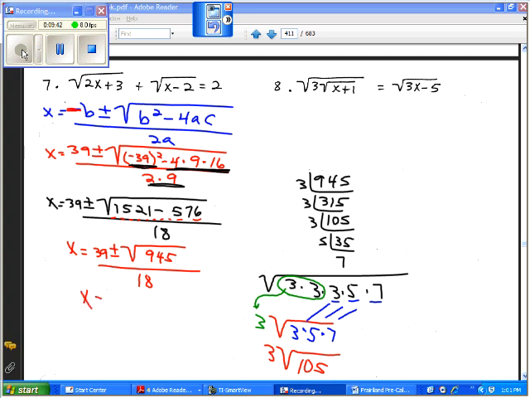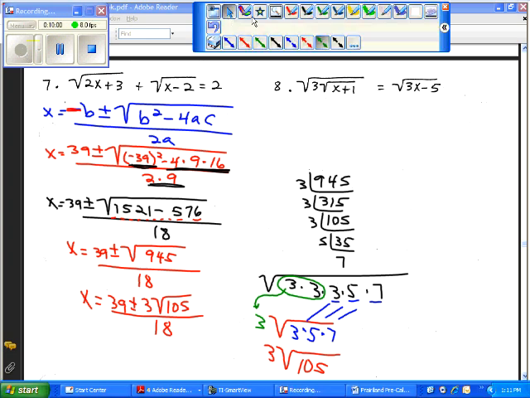So we have x is equal to 39 plus or minus 3 square roots of 105 over 18. Let's see how we got to there. Now, there's 3 terms in this whole problem. There's the 39, there's the 3 square root 105, and there's the 18. Notice that all 3 of those are divisible by 3. 3 goes into all 3 of those.